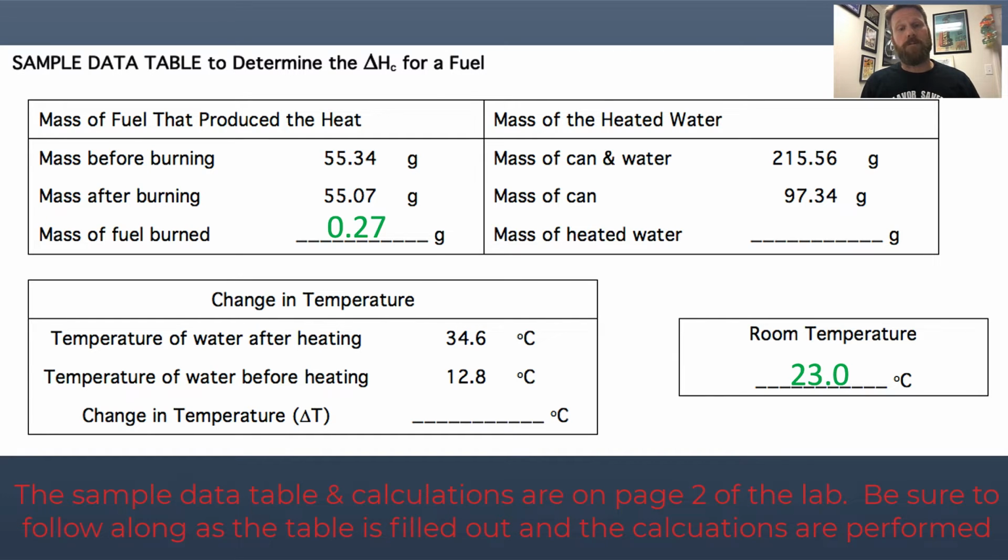The energy from the fuel will be transferred into the water inside of the tin can. So to determine the mass of the heated water, you will need the mass of the can and the mass of the can plus water. Simply subtract these two values to determine the mass of the heated water. Here we will get 118.49 grams. To determine the change in temperature of the water, subtract the temperature of the water before heating from the temperature of the water after heating. In this case, the temperature change was 21.8 degrees Celsius.